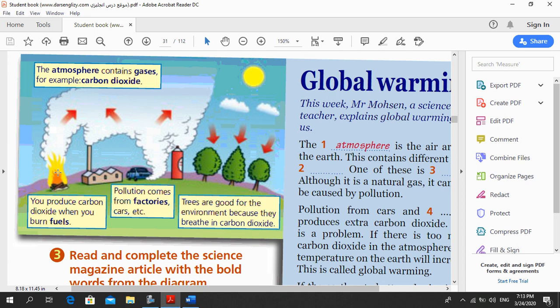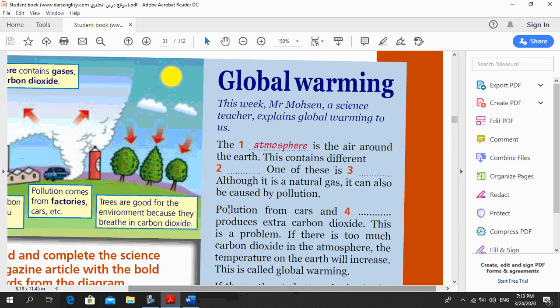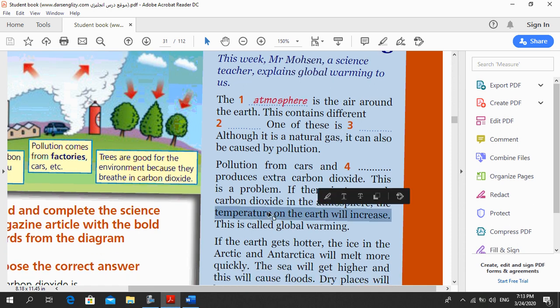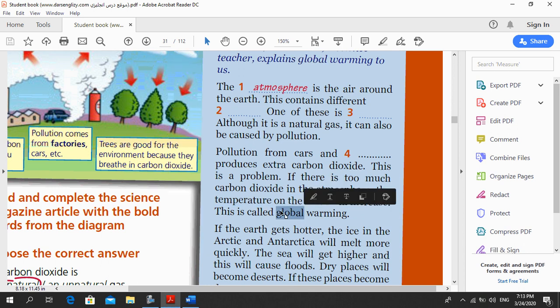This causes pollution, and with excessive amounts of carbon dioxide, global warming exists. So carbon dioxide is okay, it's a part of the atmosphere. It's a gas in the atmosphere. But the problem is excessive amount of carbon dioxide will make the temperature on Earth higher. The temperature will increase, and this will cause global warming.